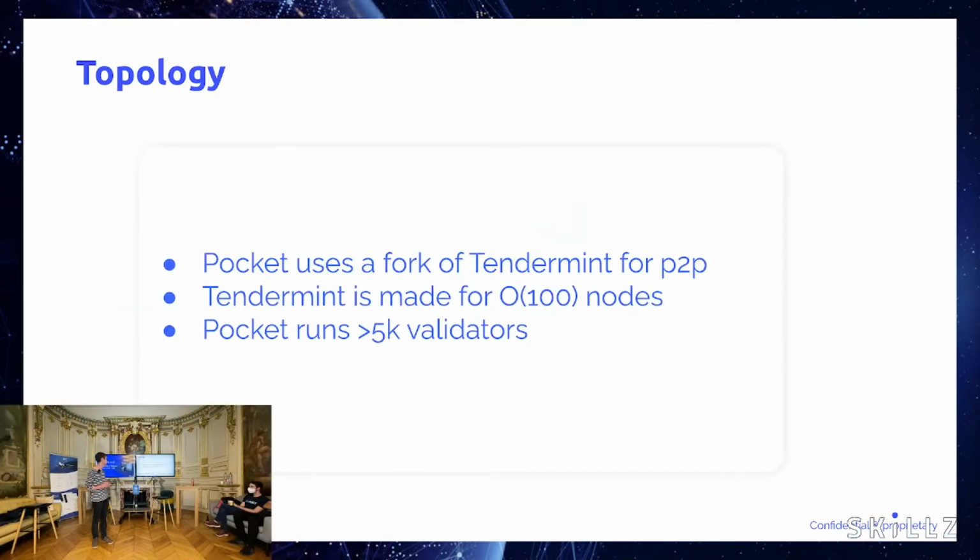Same slide. As I said, Pocket uses Tendermint for peer-to-peer communication. Peer-to-peer was made to run hundreds of nodes at most globally, and Pocket uses more than 5K validators, which means that there are a lot of issues that arise because the initial implementation of Tendermint was not ready for this kind of usage, which is why Pocket uses a fork of it.